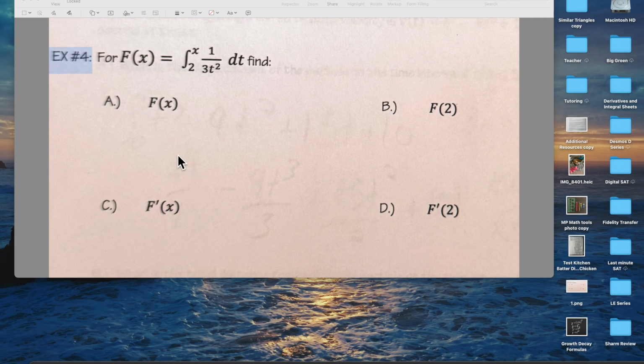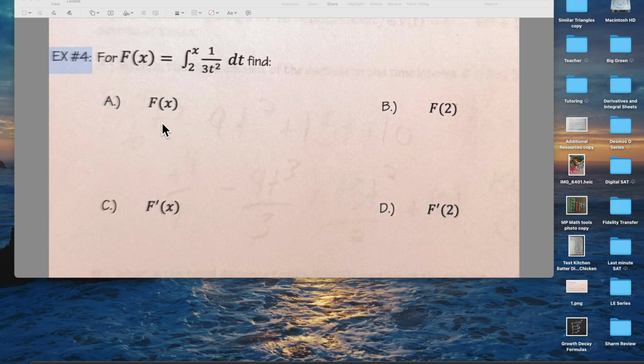Next, we are asked to find capital F of x and capital F prime of x, and then evaluate the functions by plugging in 2. So in this first part, folks, we are not allowed to plug in x here. This is not a derivative of an integral. In part C, we're going to be able to do that.